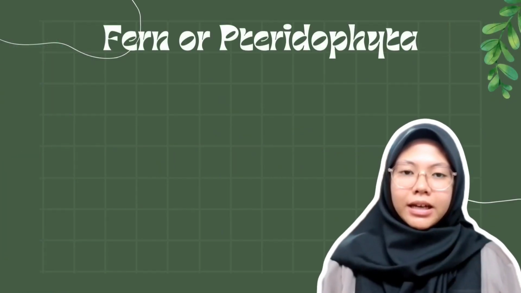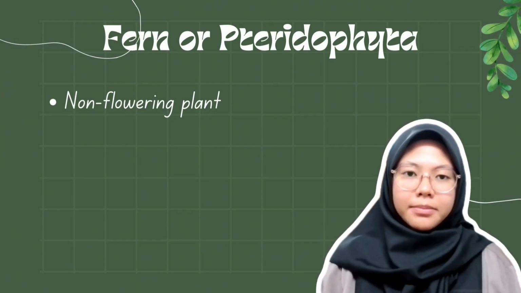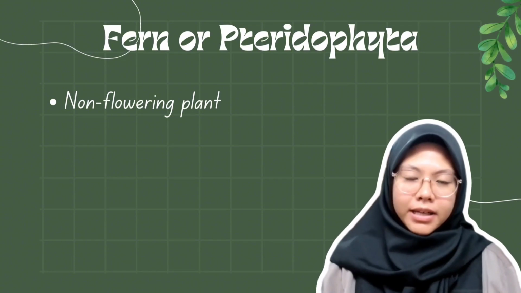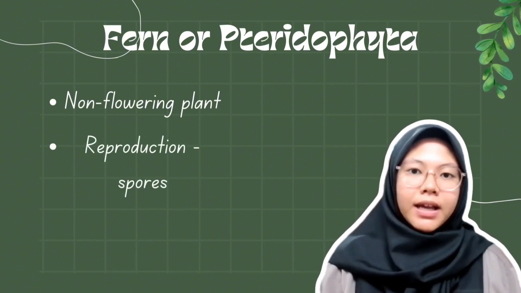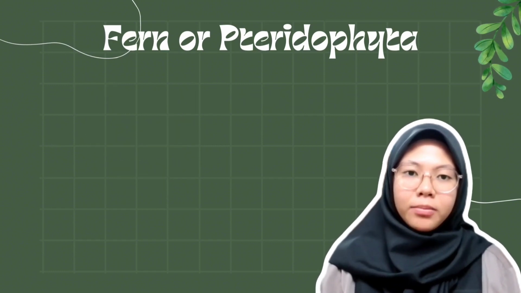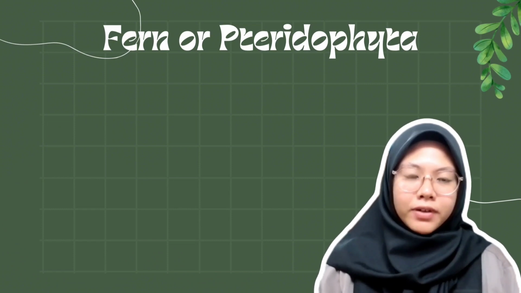Fern is a type of non-flowering plant that possesses true roots, stems, and complex leaf. Same with mosses, this type of plant also reproduces by spores. Ferns are classified under the phylum of Pteridophyta and commonly found in warm and damp areas. There are 4 species of fern that were found.